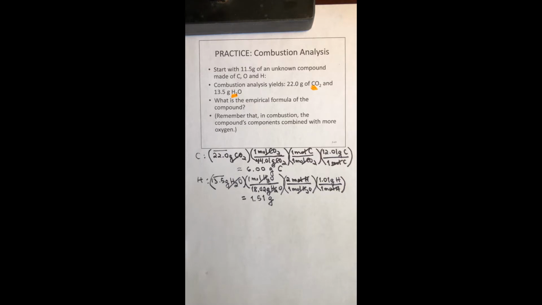But now what we know is that in 11.5 grams of compound, there were 6 grams of carbon and 1.51 of hydrogen. What's the rest? Well, by conservation of mass, everything that you started with should be there when you finish. Now, we cannot identify where the original oxygen went. Some of it may be part of these compounds that were produced. Some of it we have actually just converted into molecular oxygen and left the chamber.